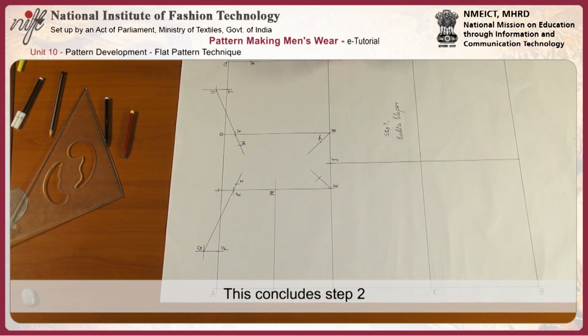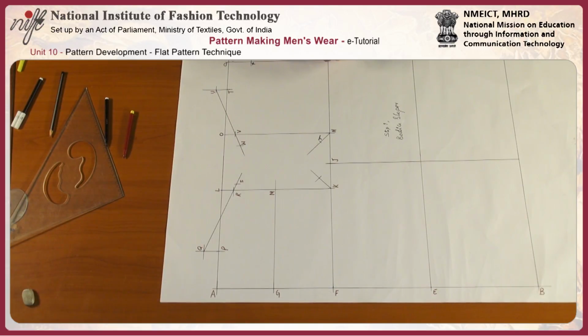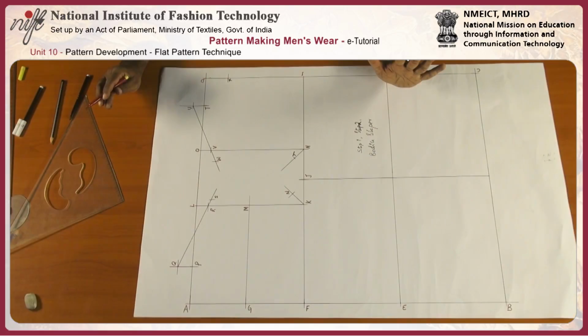With this, marking of measurement is completed. Before moving to blending the curve lines of back neckline, front and armhole will be taken into next step. Now let us move to step 3, which completes the torso slope of front and back. Here, blending of armhole and neckline.